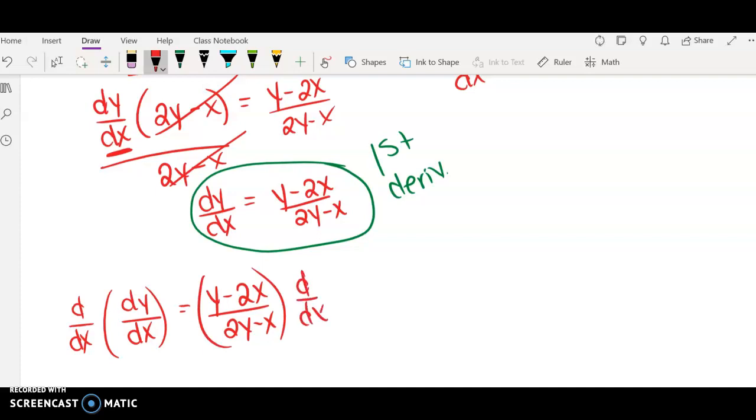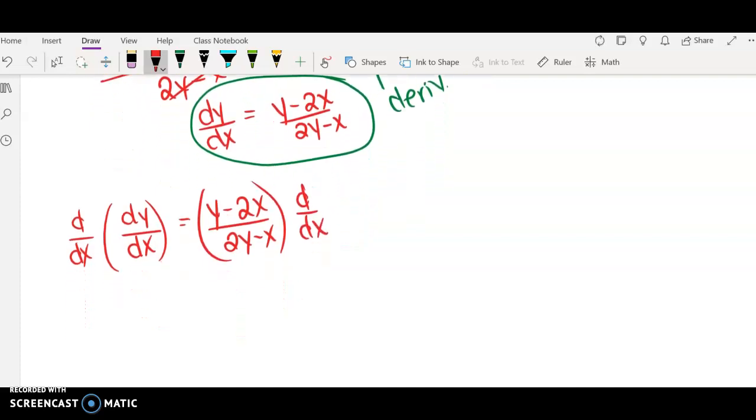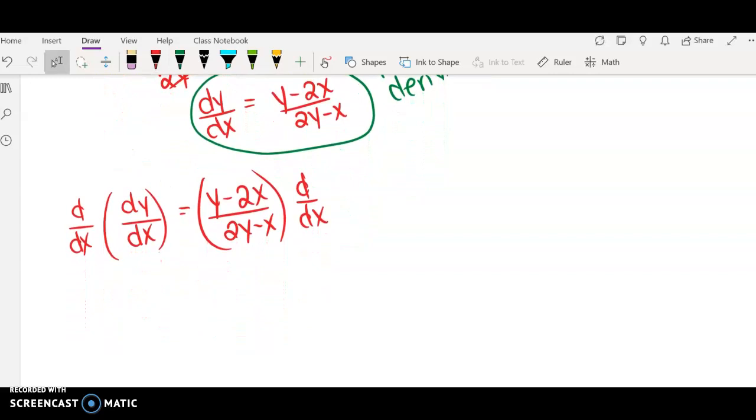And the reason I want to rewrite this way is so that you can actually see on the left-hand side, we have 2 d's. That's the second derivative of y with respect to x. So you can kind of see where that notation comes from. It makes a little bit of sense. Now on the right-hand side, we have a quotient there. So we have to use our quotient rule.